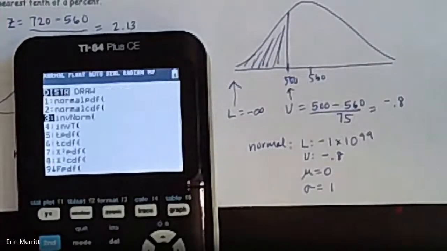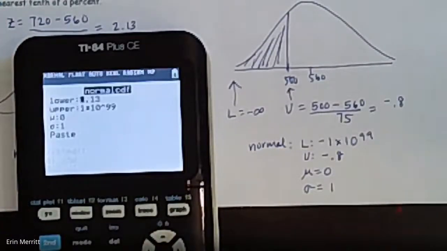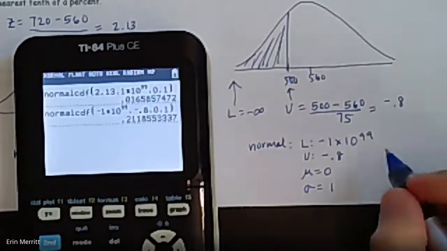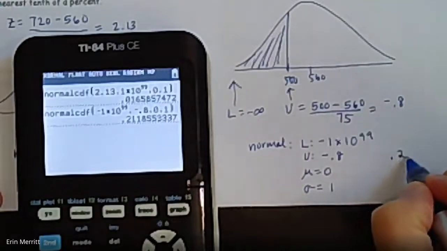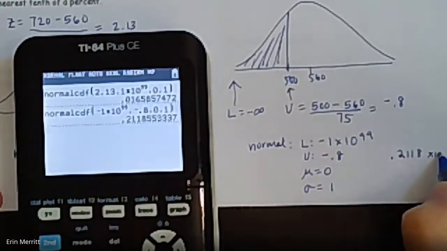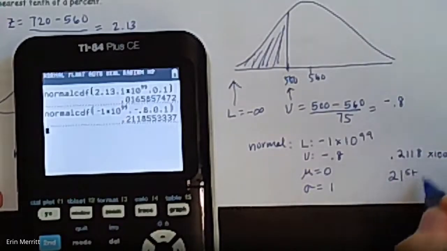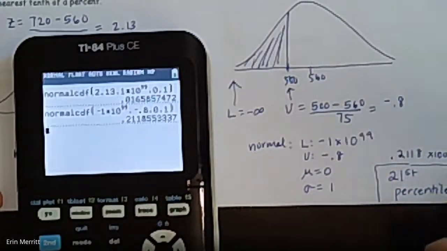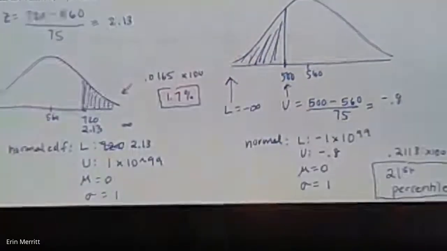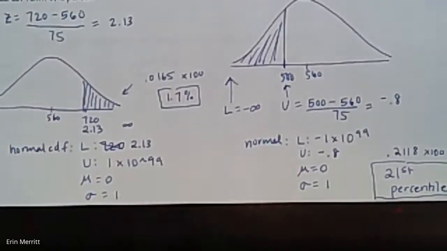So let me see if I can slide us all onto the screen here. So second, vars, and now just change it up. Negative 1 times 10, use that little caret key, raised to the 99th. Negative 0.8, and then keep hitting enter. So here it's 0.2118, which as a percent would be about 21%. So about the 21st percentile, meaning that score is higher than about 21% of all the students. And that means about 79% scored better than that.